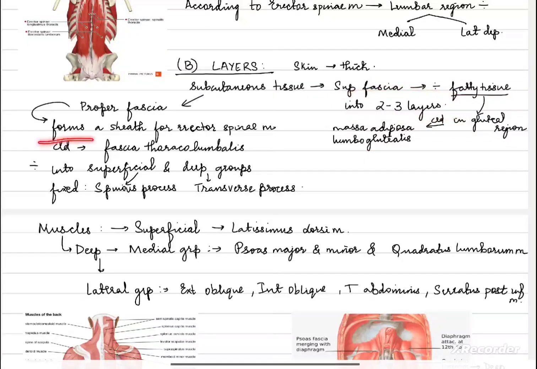Proper fascia forms a sheath for erector spinae muscles called fascia thoracolumbalis. Now this erector spinae muscle is covered by a sheath called fascia thoracolumbalis, and it is divided into superficial and deep groups. Superficially, it is fixed to the spinous process of vertebrae, and the deep group is fixed to the transverse process.